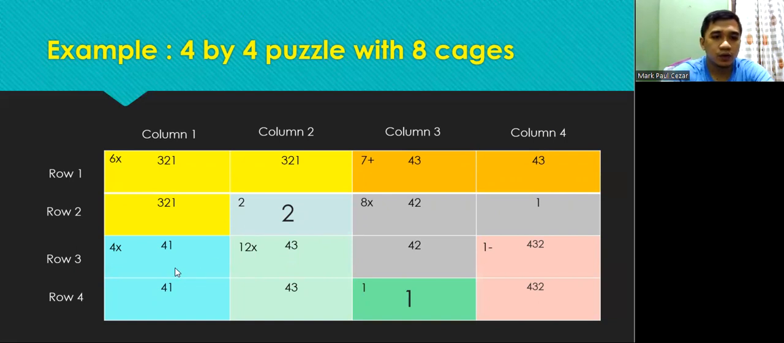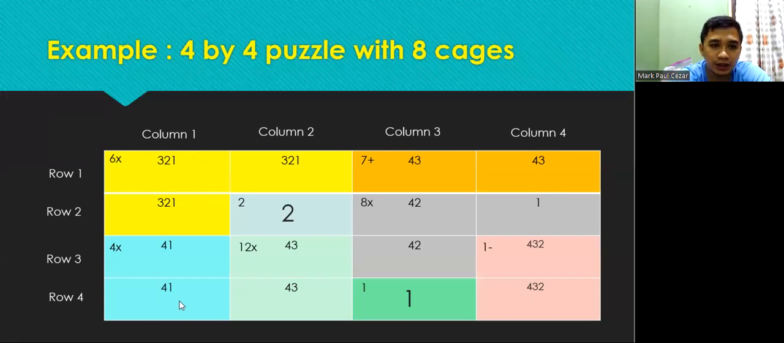So next, we will have this. The target number here is 4 and the mathematical operation is multiplication. And then I use the combination of 4 and 1. Why do you think that I didn't use the combination 2 and 2? Because if we are going to put the possibility of 2 times 2 here, it is going to break our rule that is saying that we shouldn't have any repeated number.